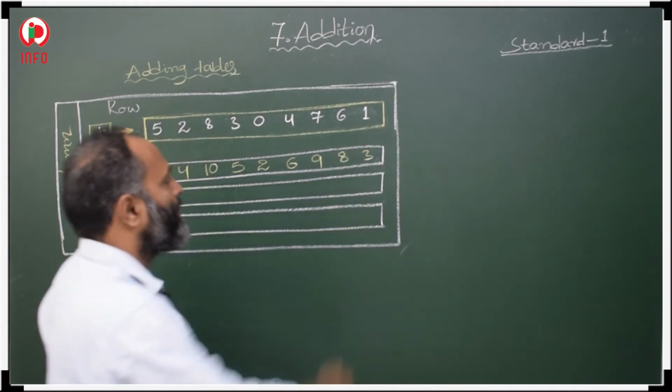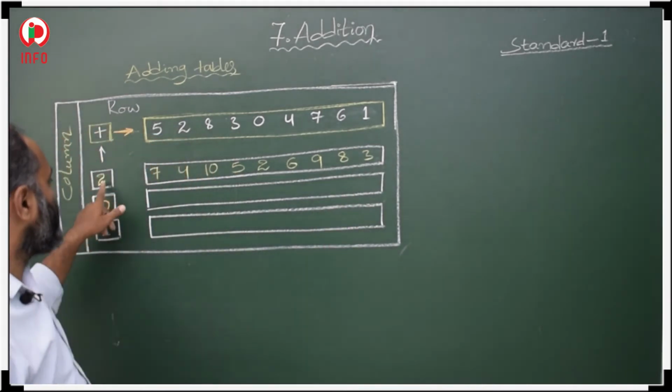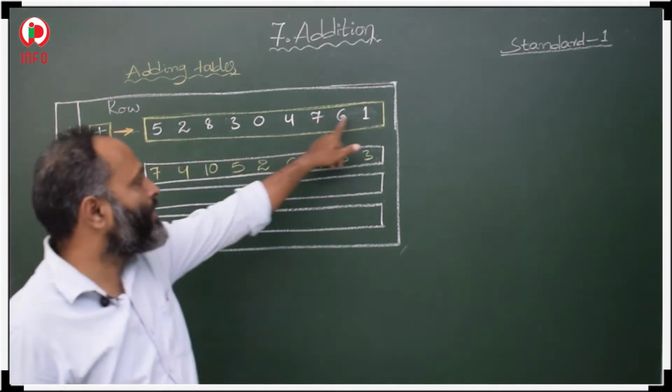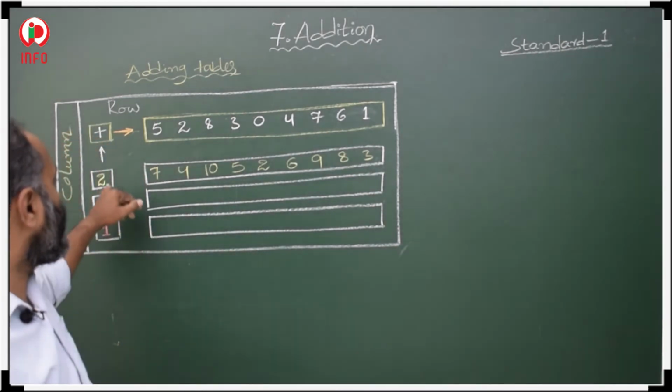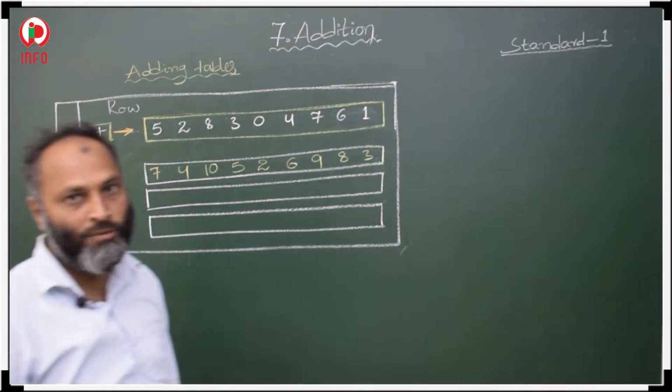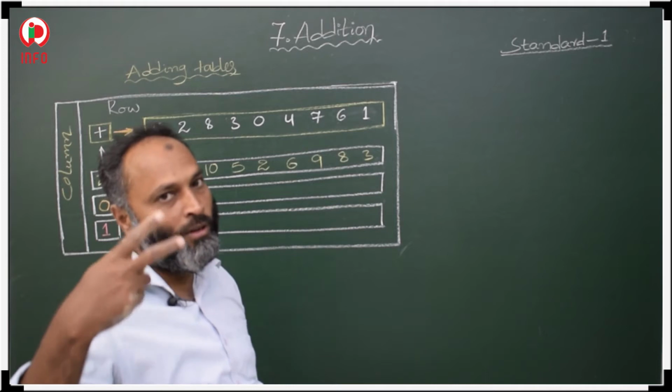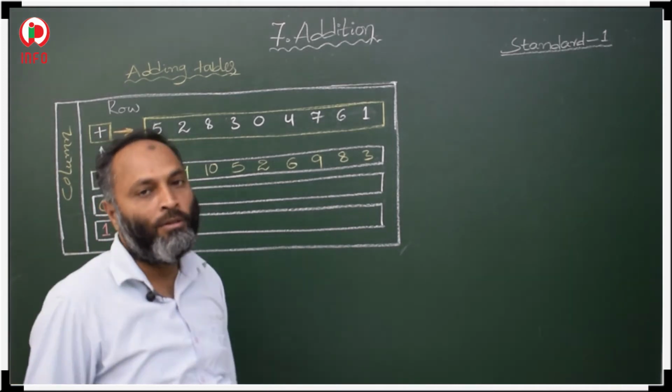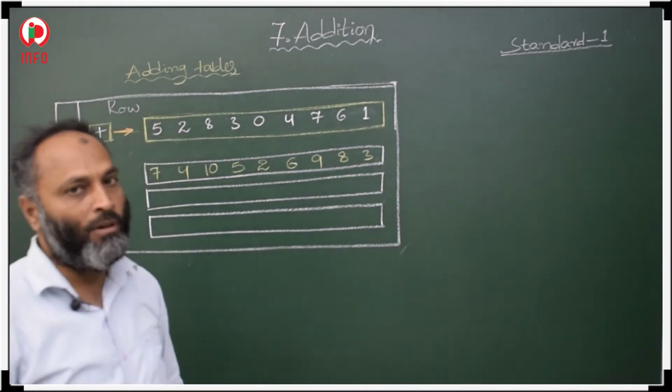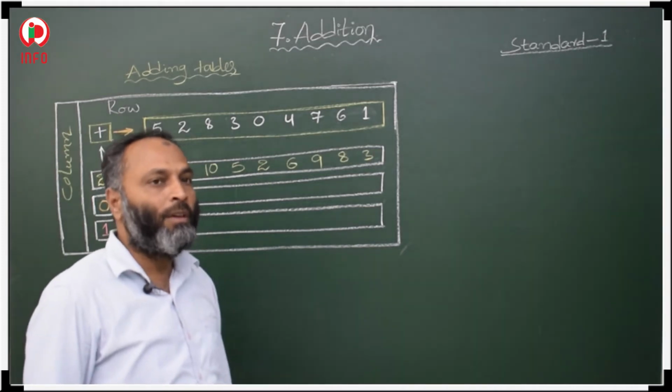So we are counting 2 more each time. Why? Because all these row numbers we are going to add with 2. So that is why we have to count 2 forward numbers.